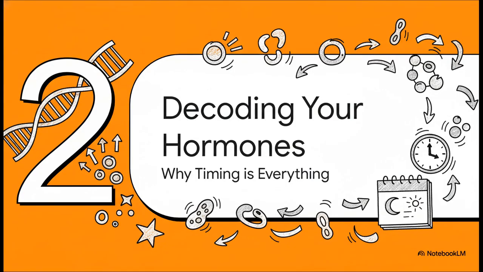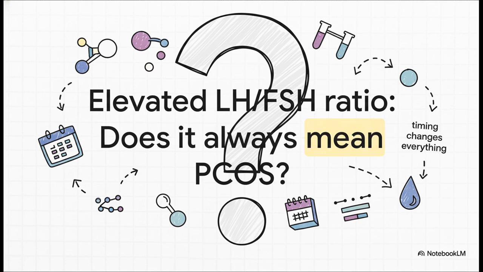Okay, so we've looked at the building blocks of our genetics. Now let's move on to the chemical messengers that pretty much run the whole show every single month, our hormones. This is a perfect one. This question is a classic example of why context is king when you're looking at blood work. Seriously, a number without its context is totally meaningless. And in this case, the timing of the test changes absolutely everything.